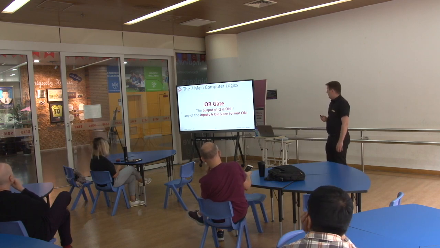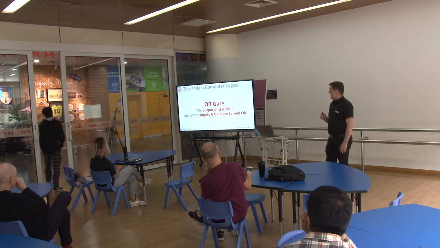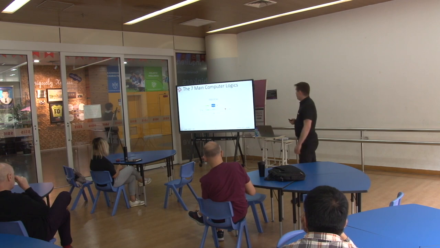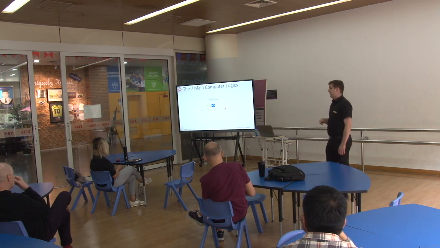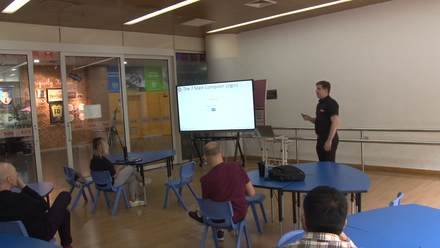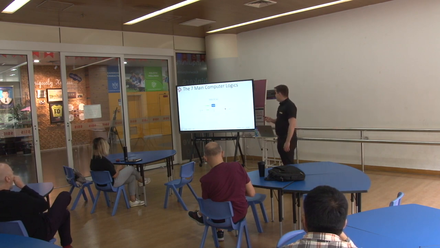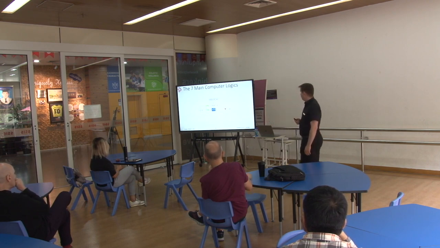Finally, we have the OR gate, so the output of Q is on if the inputs A or B are turned on. So here, rather than being a series circuit, it's actually a parallel circuit. So if A is on, the light will be on. If B is on, the light will be on. And if A and B are on, there's two paths for the power to go through to the light, and the light will still be on. So this gives us a different output than the AND gate, and this is how and why it works.